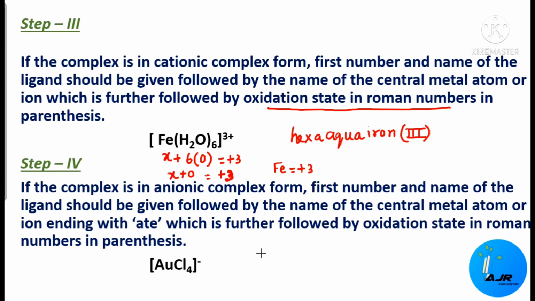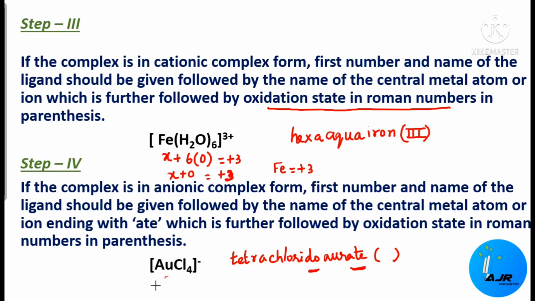Chlorido. Tetrachlorido. What should be written first? The ligand number. How many chloride ions are there? 4. So 4 means tetra. Then chlorido. Why we are writing chlorido, that I will explain later. Then how to write this? Aurate. Instead of writing aurum, you should use the letters ATE. Tetrachlorido aurate. And then you should give the oxidation number in Roman numbers.